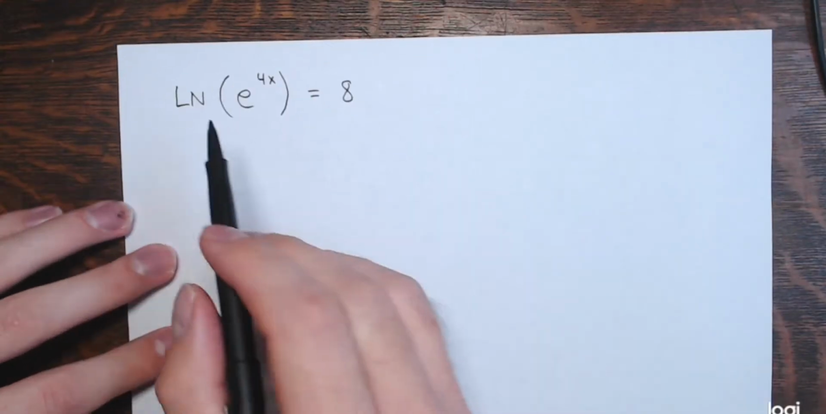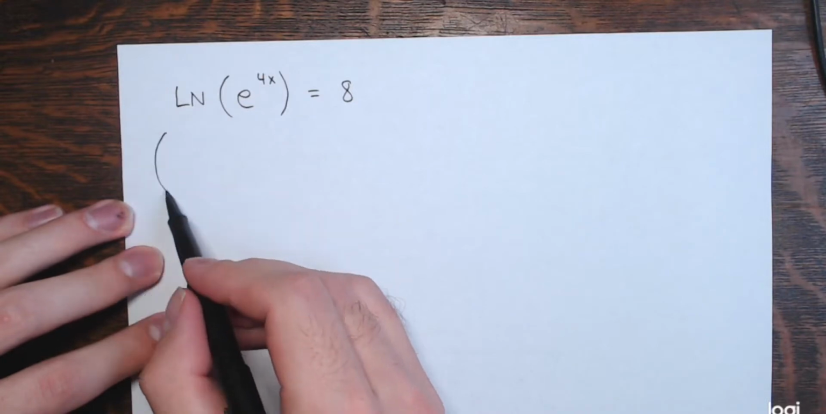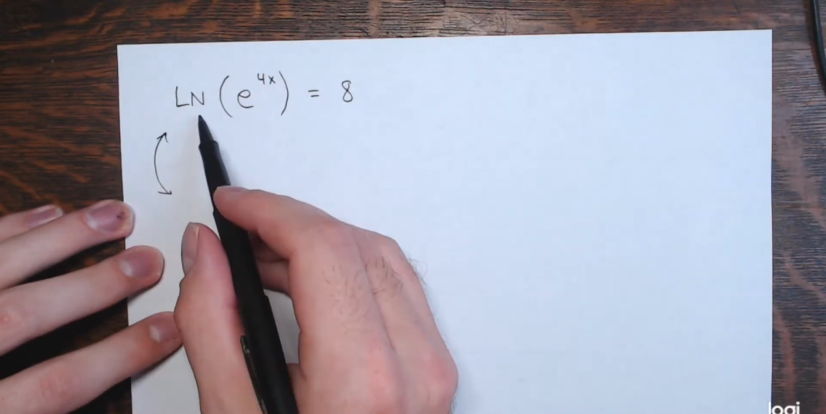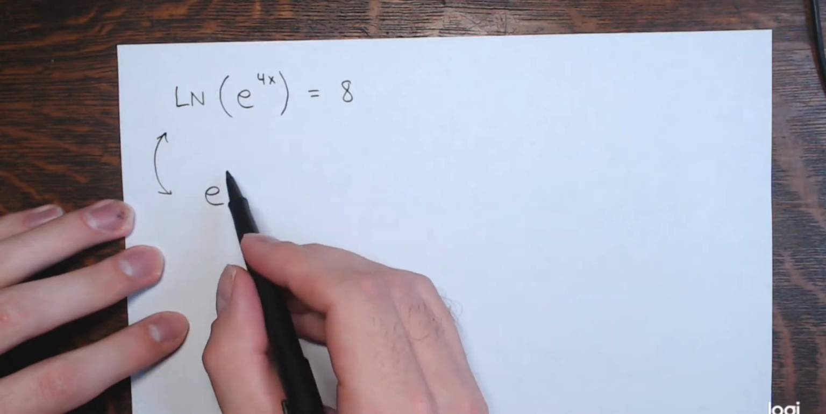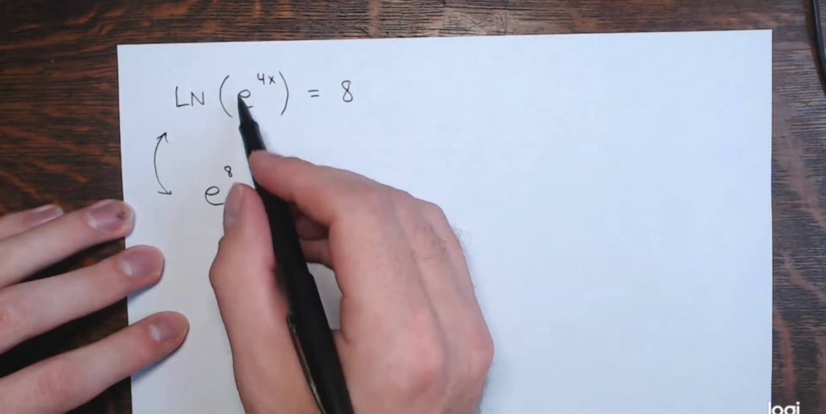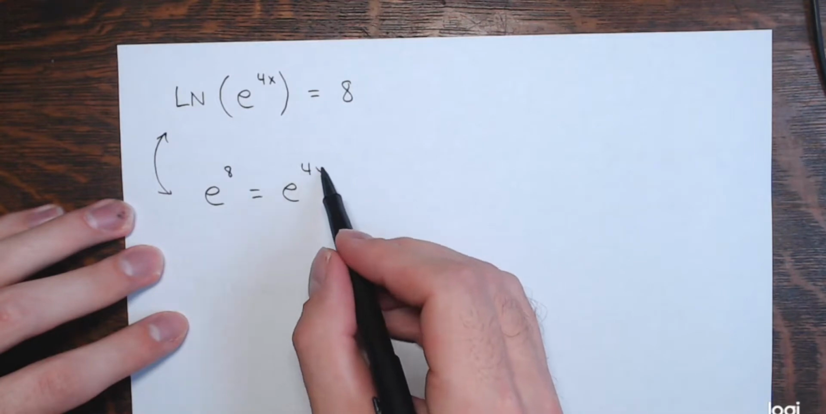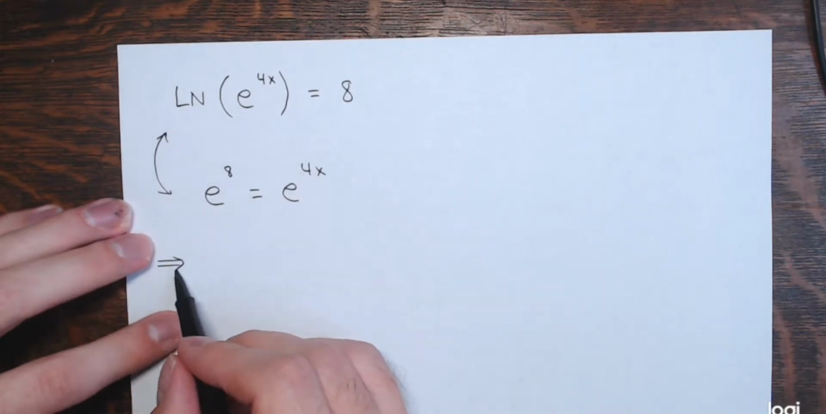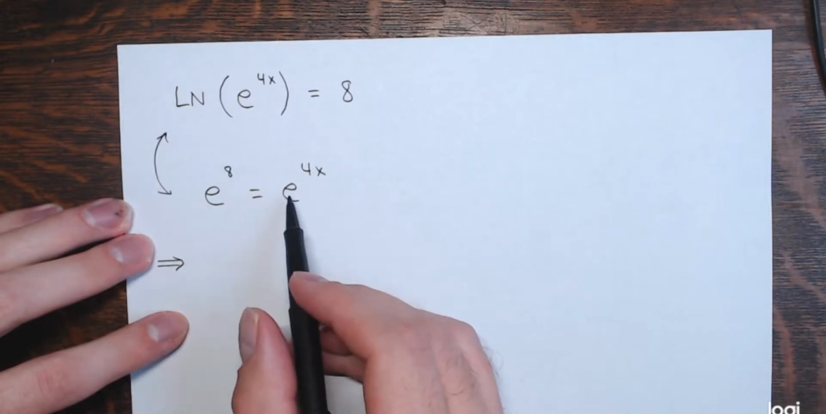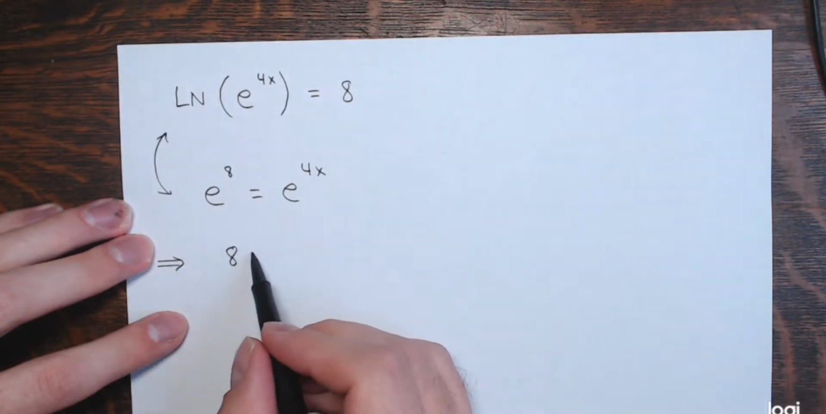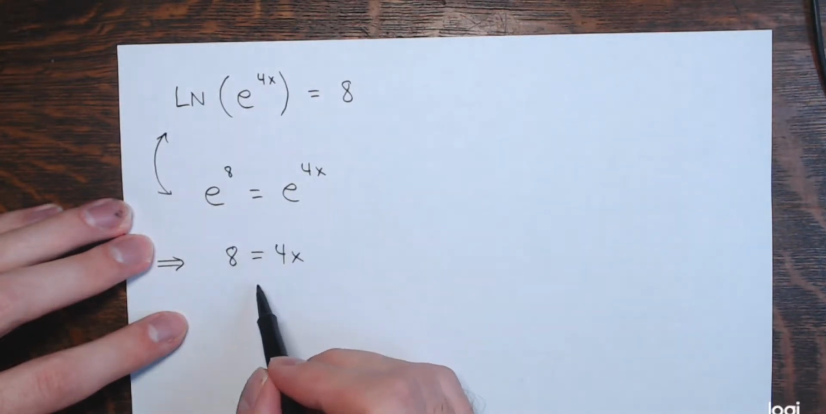Okay, so remember this natural log is base e. So if I change this to exponential form, this would be e to the 8th power equals the argument, equals e to the 4x. And then I can use that one-to-one property, right? Both sides have the same base to a power. The only way they're going to be equal is if those powers are equal. So 8 equals 4x, and then dividing by 4 gives me x equals 2.